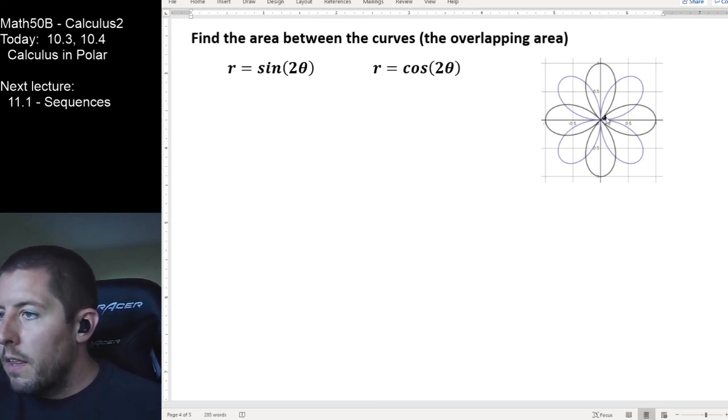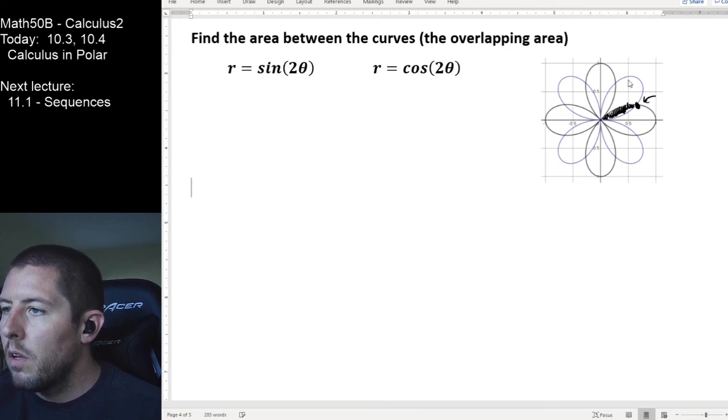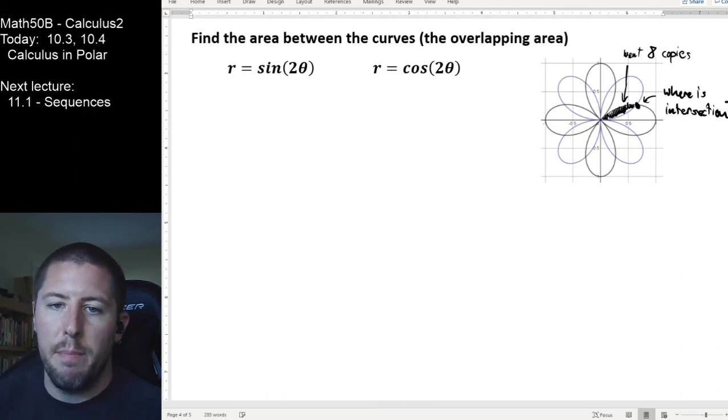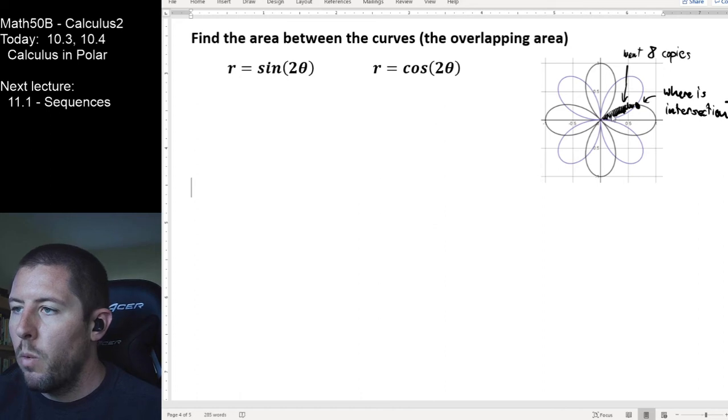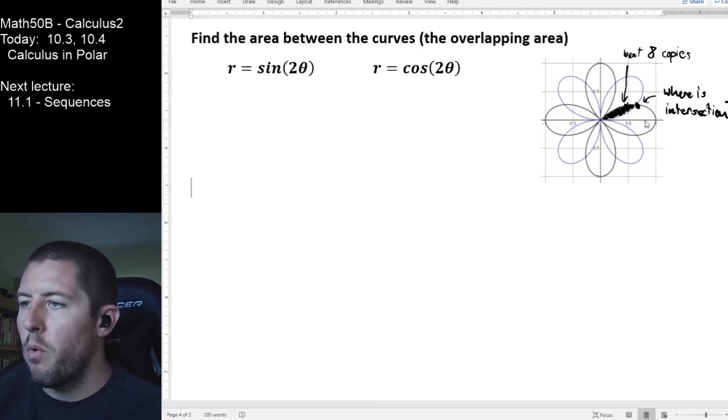So it looks like this is our region of interest. So I'm going to say here, we want 8 copies of that area. What I want to know is, where is that intersection happening right there? This point where they come together, where is that point? Okay. Shade this in a little bit. That's our region of interest, and I want this point right there.